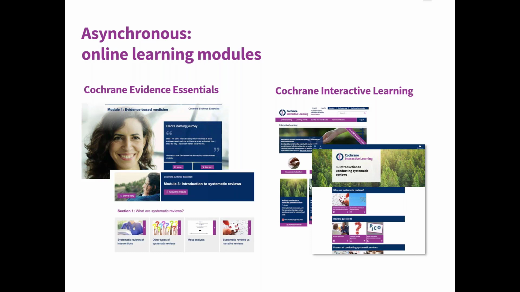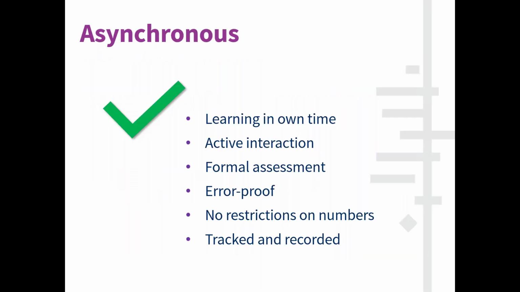Cochrane Evidence Essentials is 4 modules aimed at consumers and users of evidence, and it covers topics like evidence-based medicine, clinical trials, randomized control trials, and systematic reviews and how to use them. So online learning modules are asynchronous, meaning that they are available on the internet. You can access them anytime. You can learn in your own time. There is an active interaction between module and the learner.